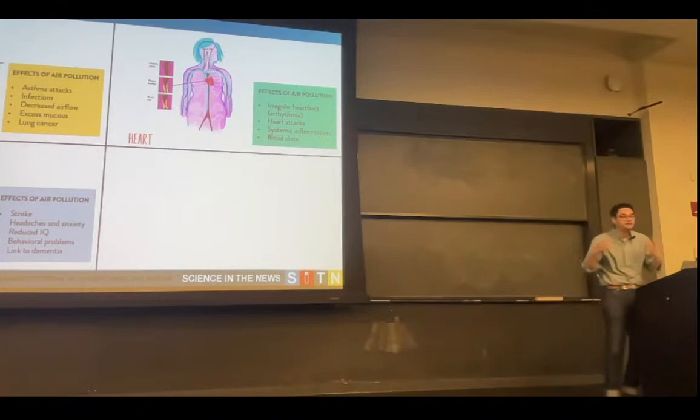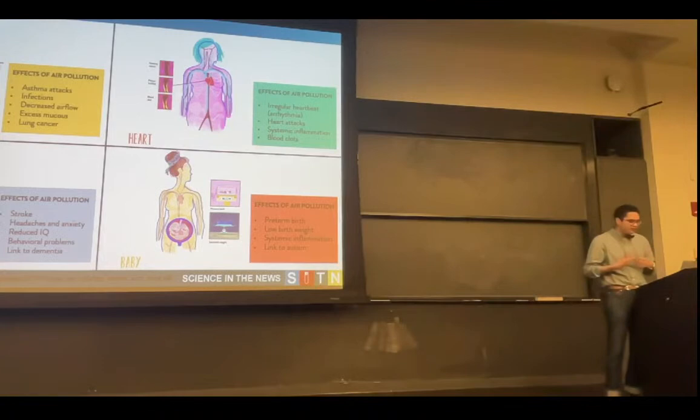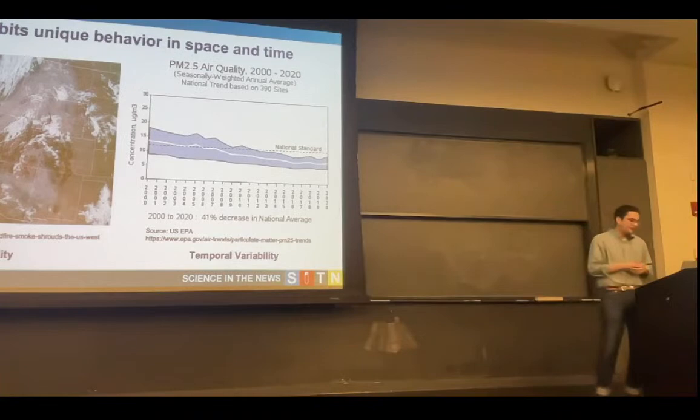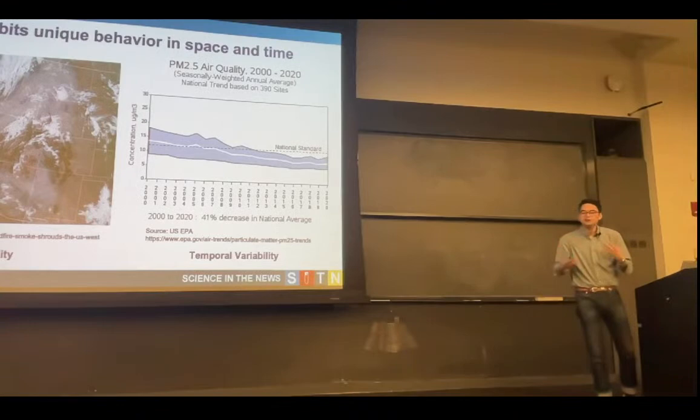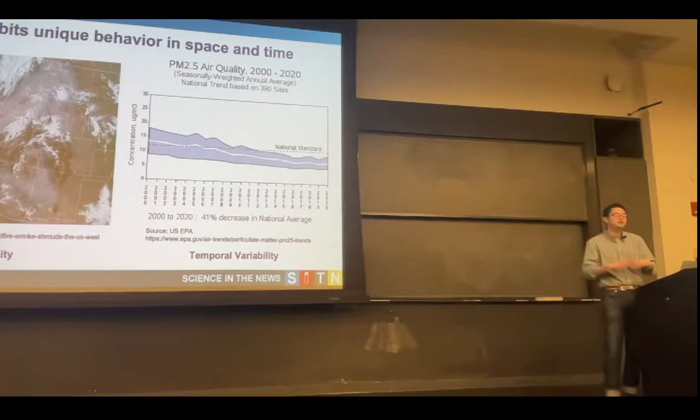And finally, we also know that there are fetal effects for when people are pregnant, that PM2.5 can lead to impacts in the womb. So we know that PM2.5 has both health effects and climatic effects. Climate being higher up in the atmosphere, the aerosols can affect the radiation budget of Earth. But I'm going to mainly talk about PM2.5 at the surface, which mainly deals with health effects to humans.